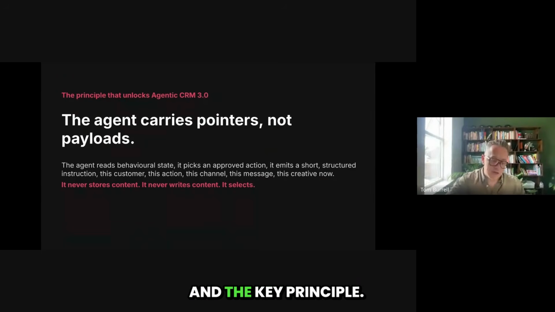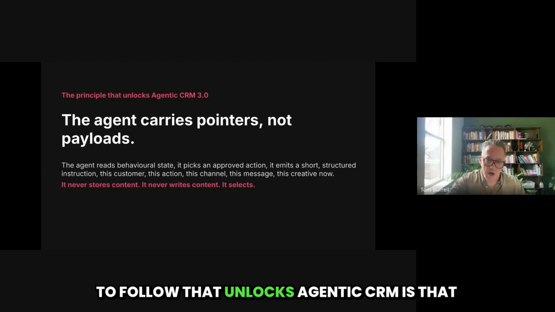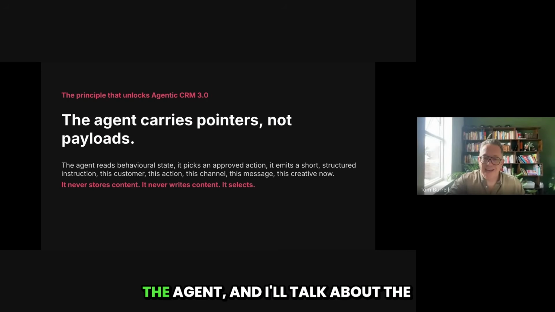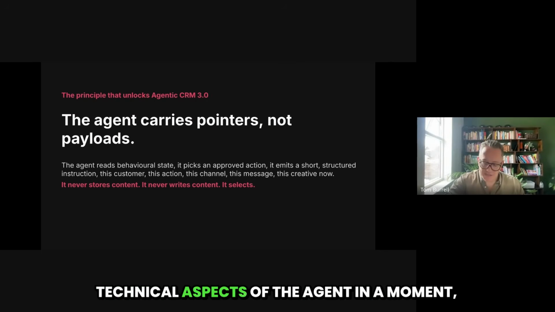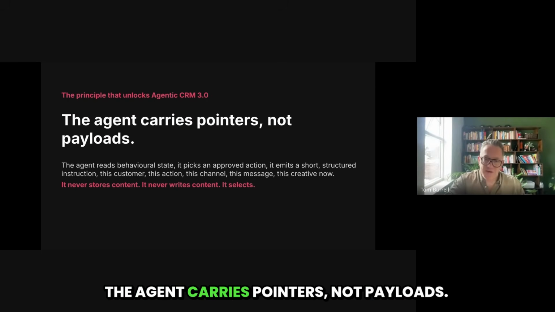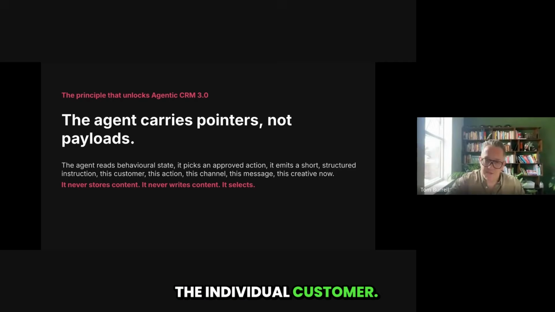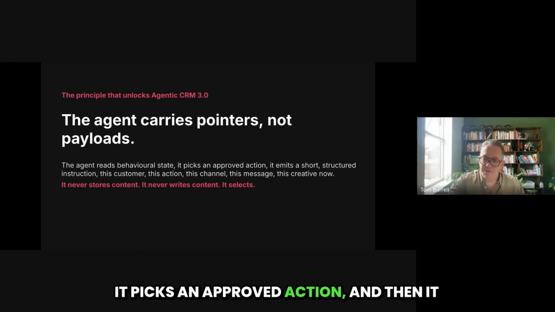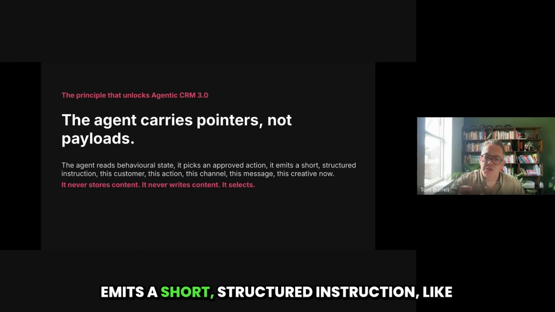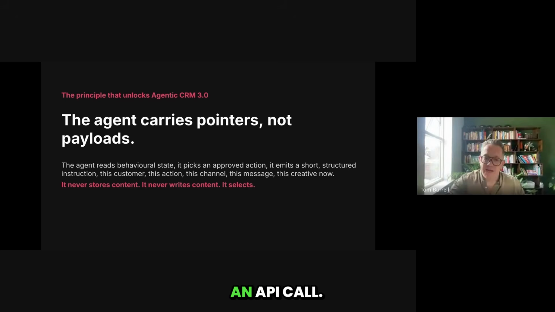The key principle that unlocks agentic CRM, and I'll talk about the technical aspects of the agent in a moment, is that the agent carries pointers, not payloads. The agent reads the behavioral state of the individual customer, picks an approved action, and then emits a short structured instruction, like an API call.